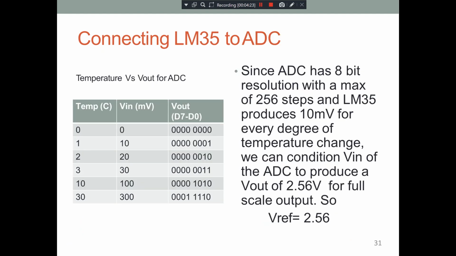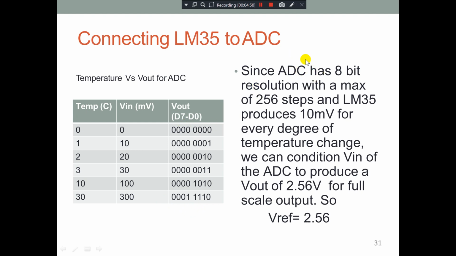So how can we connect the LM35 to the analog to digital converter? In this slide we are going to learn which pins to use and how. This is the table of temperature versus voltage for the ADC. Here we have the temperature, the input voltages in millivolts, and the output voltages converted into binary form, D0 to D7.